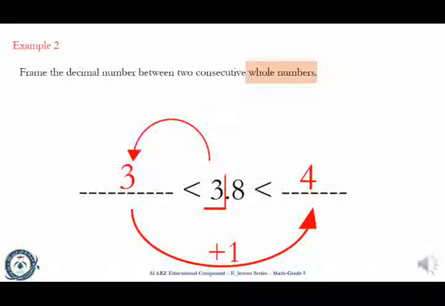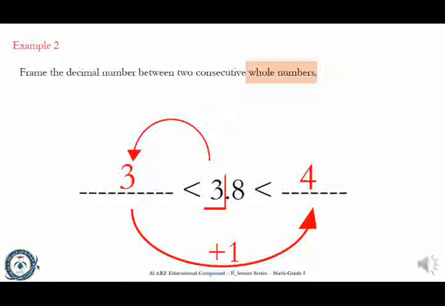Example 2. Frame the decimal number between two consecutive whole numbers. Whole numbers, it means we will take the whole part alone. If I want to frame 3.8 between two consecutive whole numbers, I need to take the whole part. So I draw the block and take 3 and everything before. So here the whole part is 3.